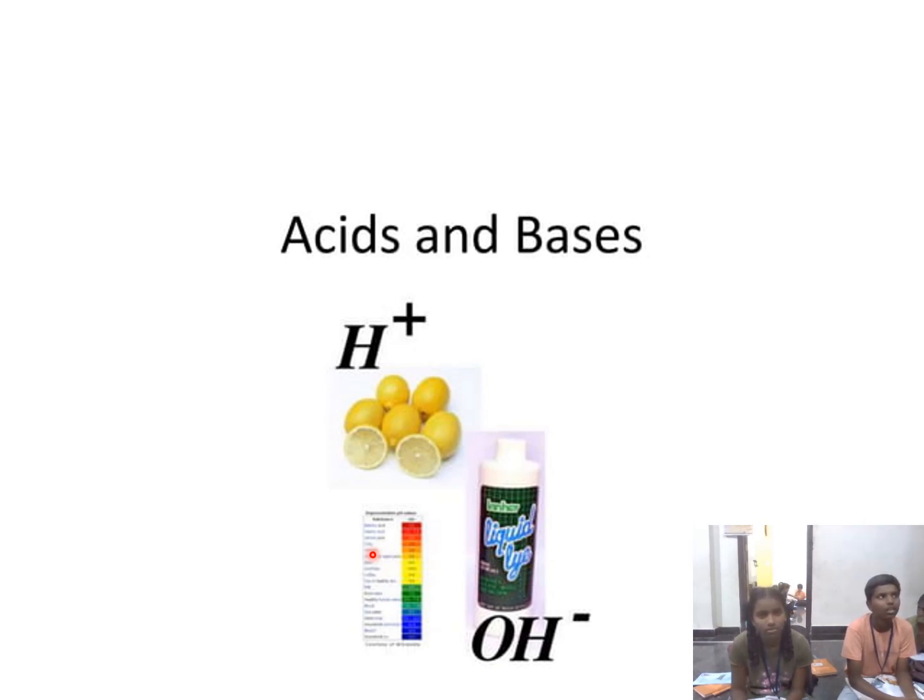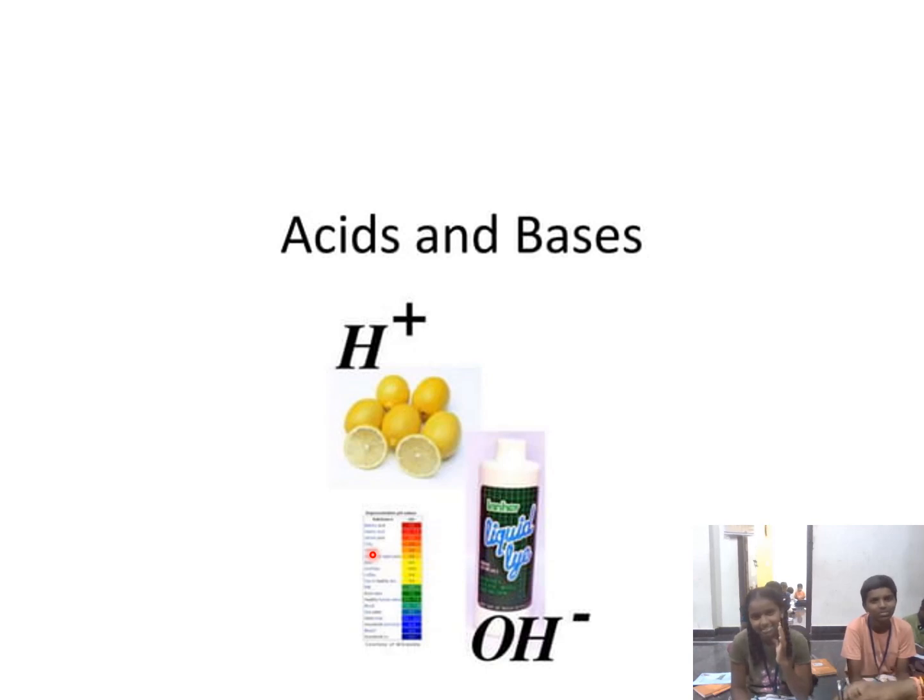Generally, acids and bases can be defined using the pH value. So what is the pH value? Potential of hydrogen. How much potential of hydrogen is there in that substance? Accordingly, we'll classify whether it is an acid or a base, right?